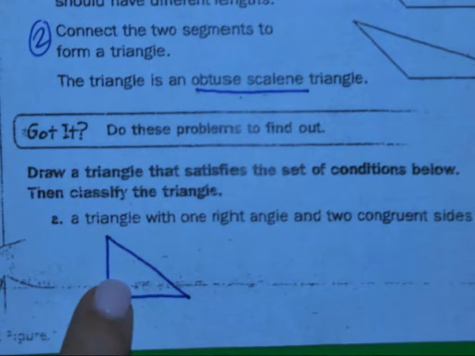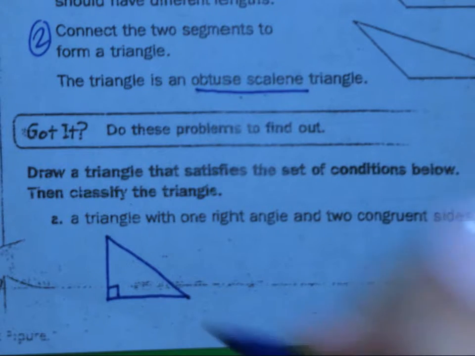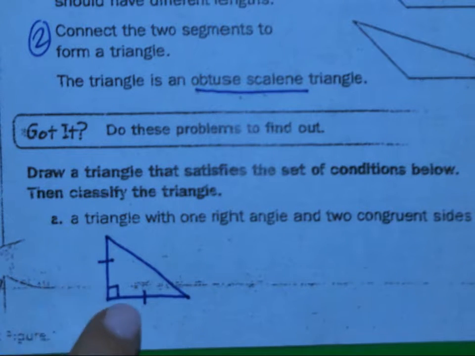It told me to draw a right angle with two congruent sides. So which sides here would be congruent? The part that makes my L, right? So that means I need to put a tick mark on them. Because remember, that tick mark tells me that those two sides are the same measure. So there's a triangle with one right angle and two congruent sides.